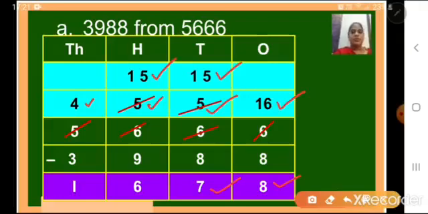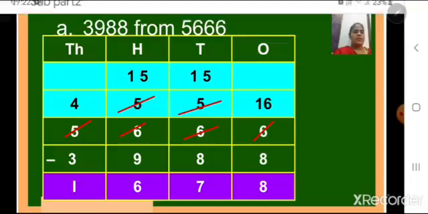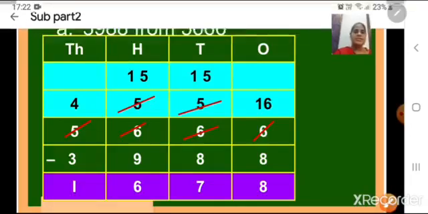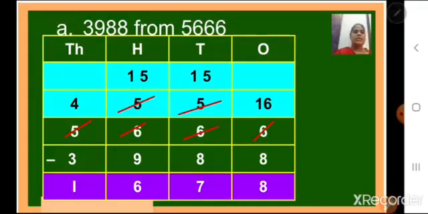Children, look at the flow, how it is going. There are multiple borrowings. So you have to go slow and one by one you have to decide whether you have to borrow or not. 15 minus 9 is possible, which is 6. And 4 minus 3 is 1. Children, so the difference is 1678.